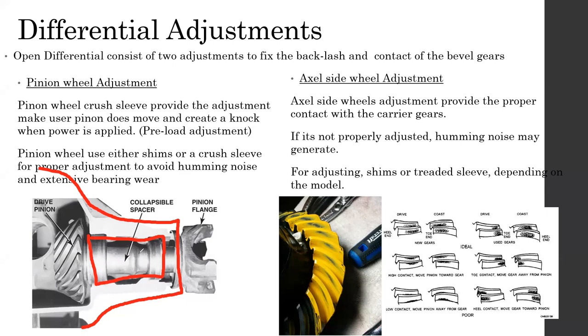This spacer keeps the pinion from moving back or forth. So this spacer is a very important component to make sure the pinion is properly fitted and properly in contact with the ring gear. In order to do so, it uses this collapsible spacer. Okay, I'll clear that out. So this section over here is a collapsible spacer or shims. We usually use shims or a collapsible spacer.